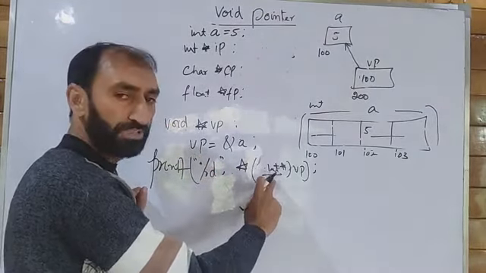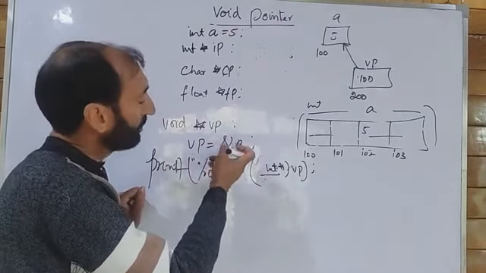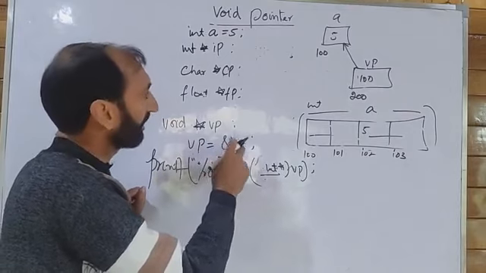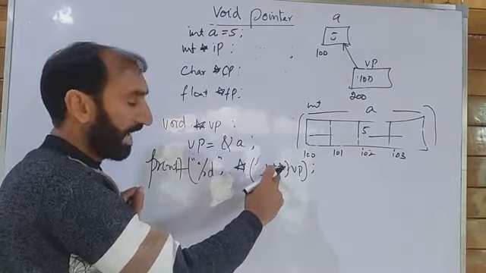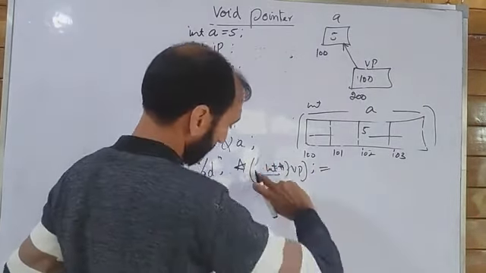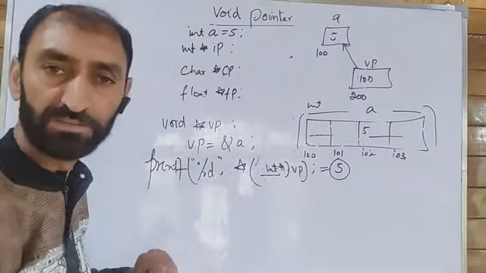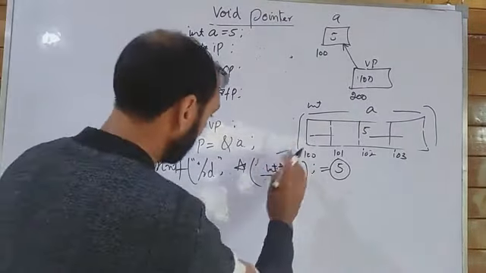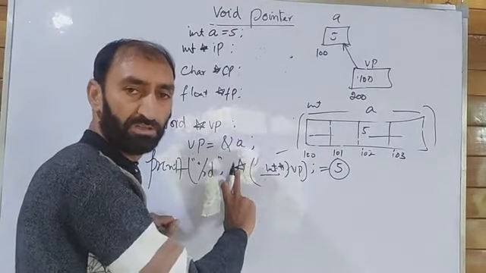Here I have initialized this VP with the address of a. Actually, what is a? A is of type integer. So here I have to typecast it, and then the output would be 5. Then it is right. Without typecasting, we cannot use this indirection operator.